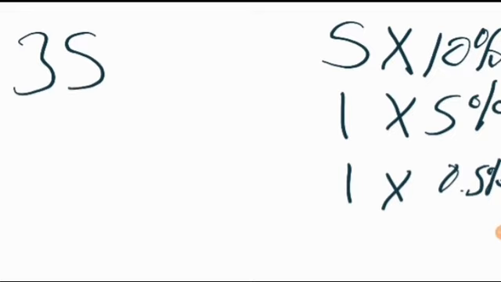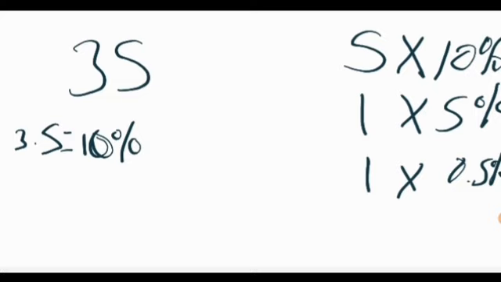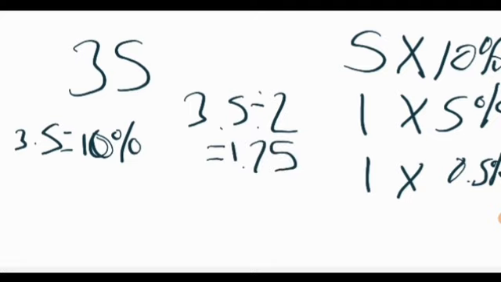Now we're going to find 10% of 35. And as we said before, all we need to do is divide it by 10. And that's 3.5. So we know 3.5 equals 10%. And now we can find the rest of the things that we need to find with just finding 10%. 3.5 divided by 2 equals 1.75. So 1.75 equals 5%.